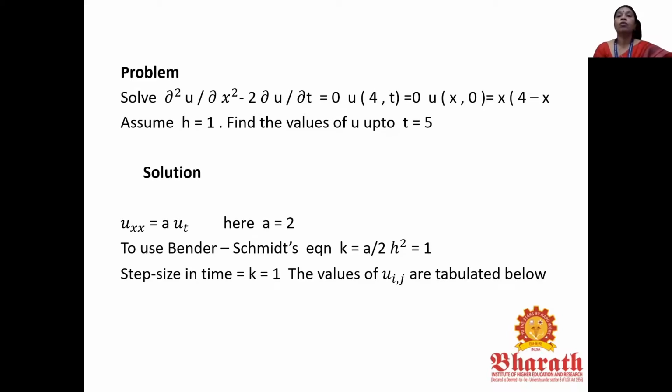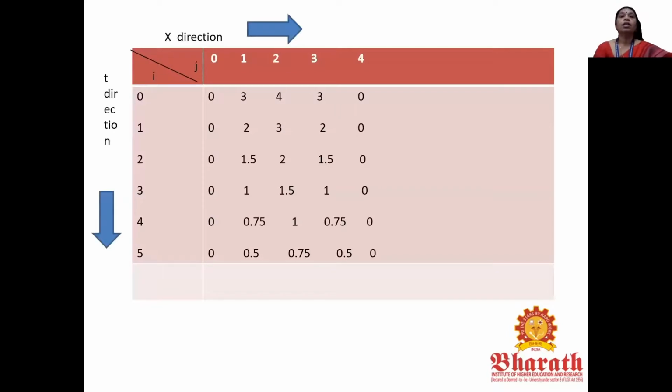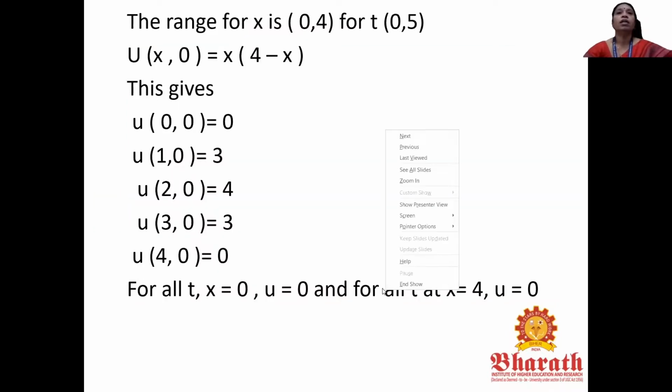So the values of U of I comma J are tabulated below. That is, we are forming a table. This is your X direction and this is your T direction. Your I varies from 0 to 5 and your J varies from 0 to 4. So taking the previous slide, the range for X is 0 comma 4. For T it is 0 comma 5.